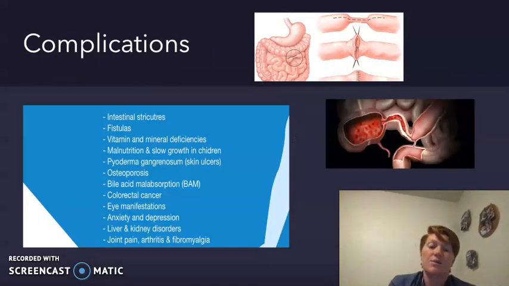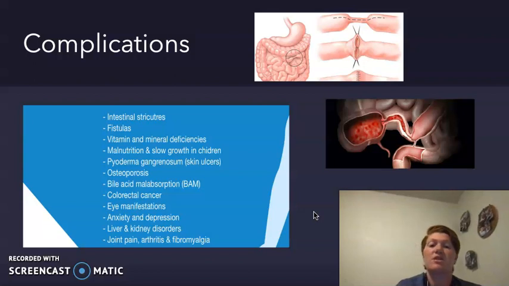Some complications from Crohn's disease include intestinal strictures, which is the narrowing of the small intestine. So from the picture up top, you can see that the intestine narrows, so food will have a hard time going through the intestine, which could essentially block it. There are also fistulas, which is an abnormal connection between organs. So right here you can see that the organs are connected and they're not supposed to be connected.